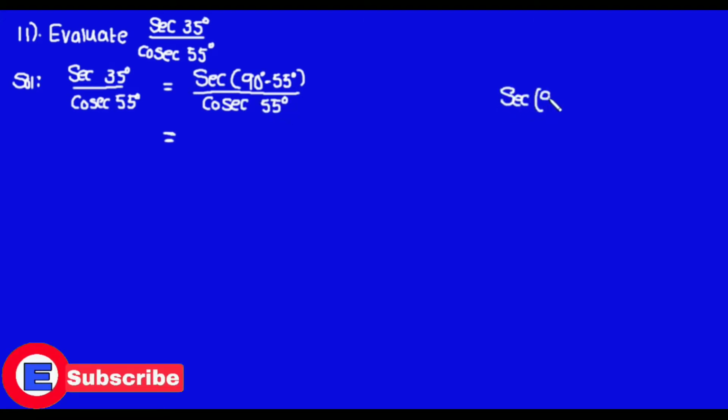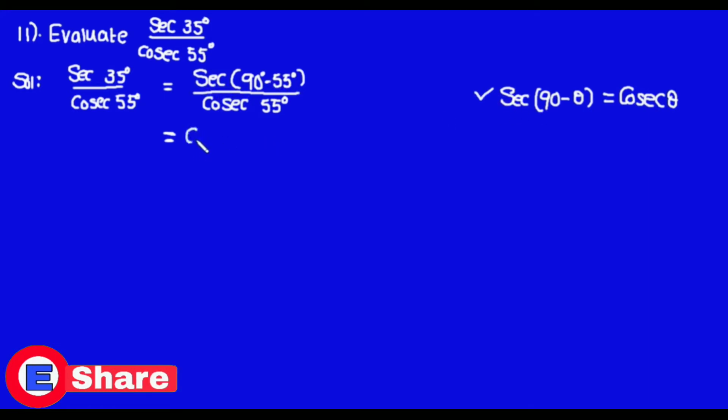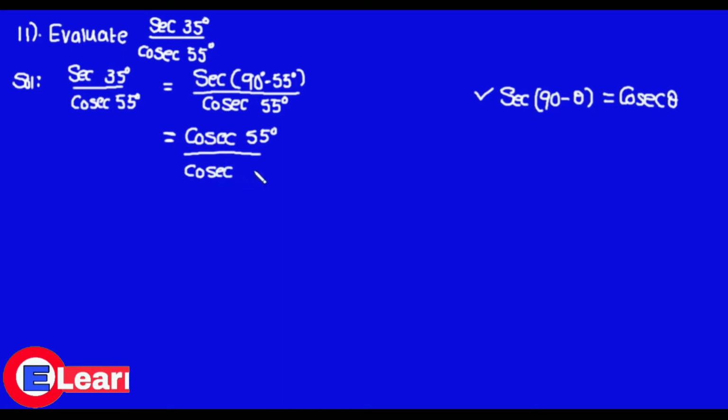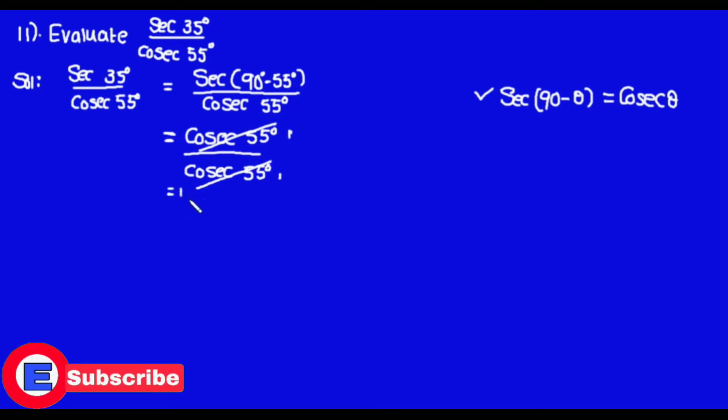We know that secant of 90 minus theta is equal to cosecant theta. So, secant of 90 minus 55 degrees can be written as cosecant 55 degrees by the remaining denominator cosecant 55 degrees. By cancelling cosecant 55 degrees in the numerator and denominator, we will get 1 as the answer. Therefore, secant 35 degrees divided by cosecant 55 degrees is equal to 1.